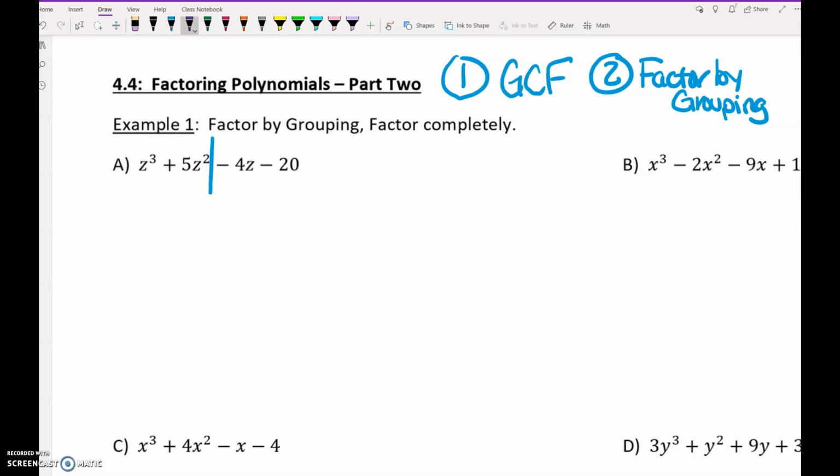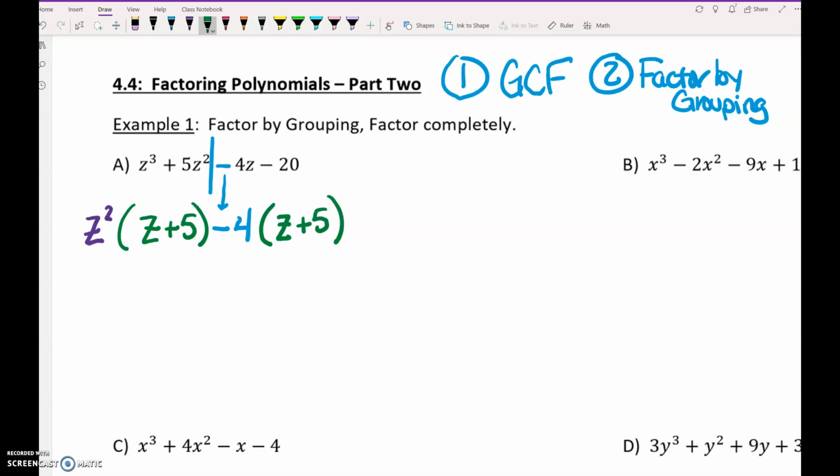Take a look at the first group. What do z cubed and 5z squared have in common? Z squared. And if we take z cubed divided by z squared, we're left with z. 5z squared divided by z squared is plus 5. What do negative 4z and negative 20 have in common? And reminder, whatever symbol you see here, that's the symbol that you want to drop down and use. Sometimes it's obvious, sometimes it's not so obvious, but always use the symbol in front of the third term. Negative 4z divided by negative 4 is z. Negative 20 divided by negative 4 is 5.